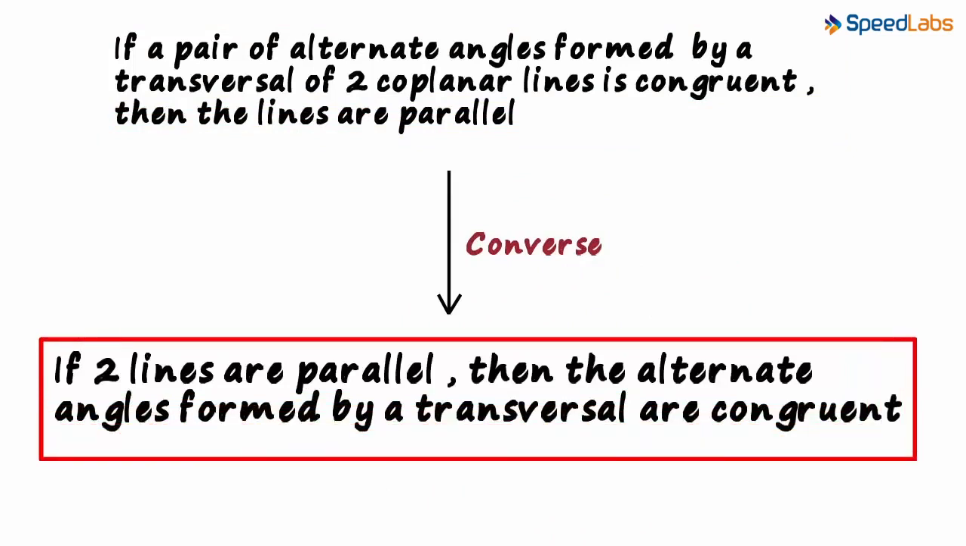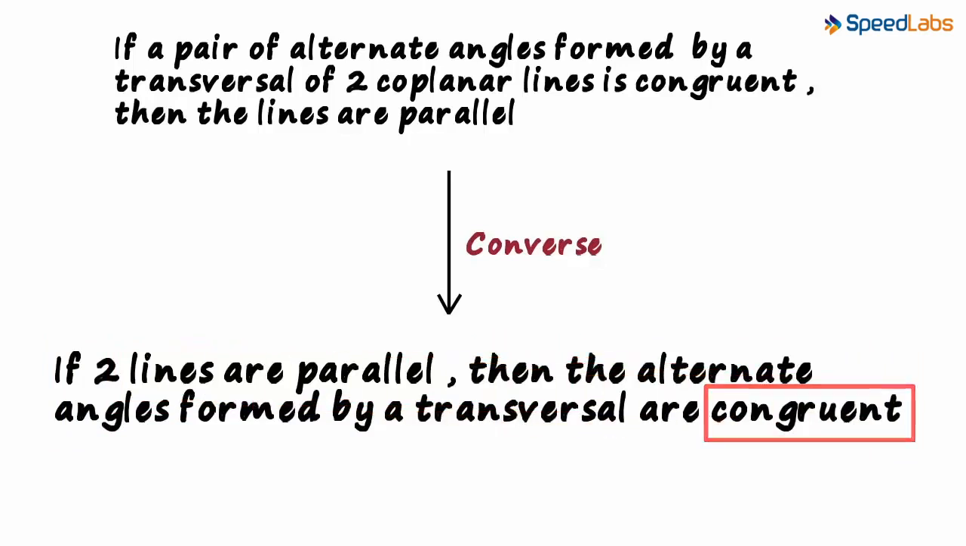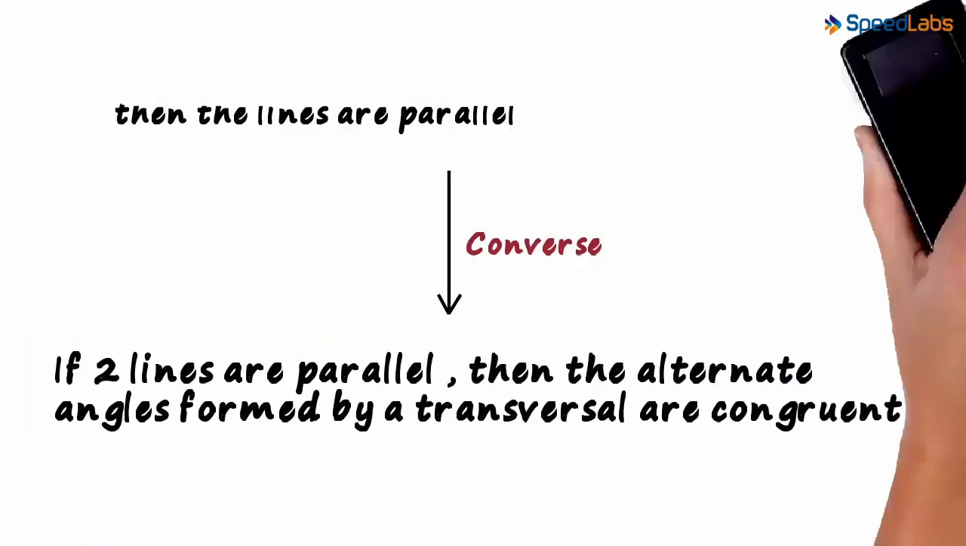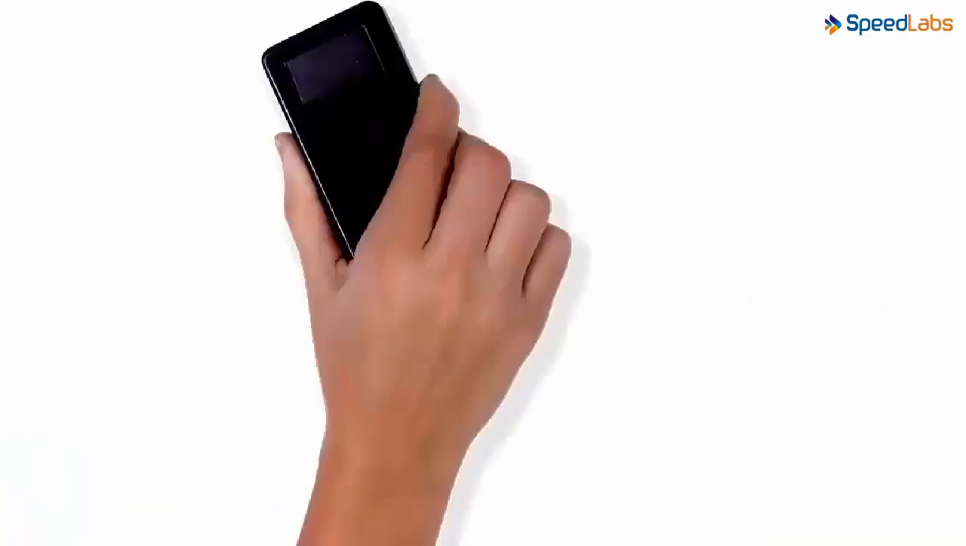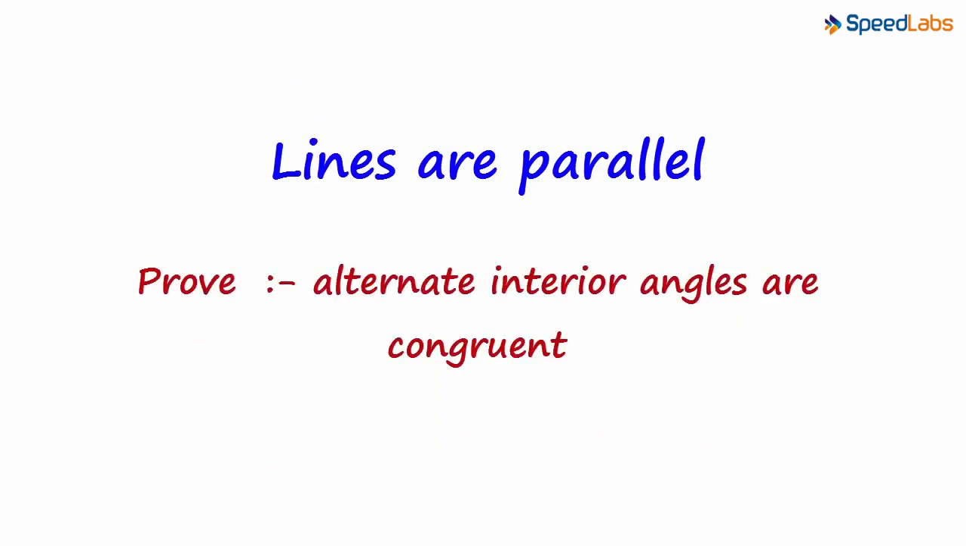In the converse, we are given that the lines are parallel, and we have to prove that the alternate interior angles are congruent. To prove the converse of the alternate angles test, we need to represent the given data diagrammatically. Let's erase this. In the converse of the test, we are given that the lines are parallel, and we need to prove that the alternate interior angles are congruent.